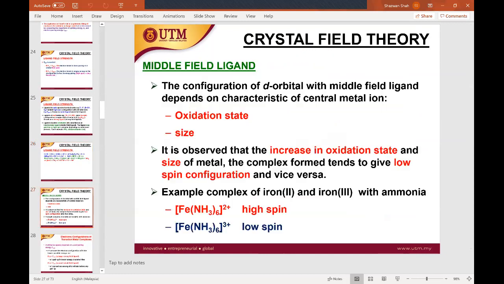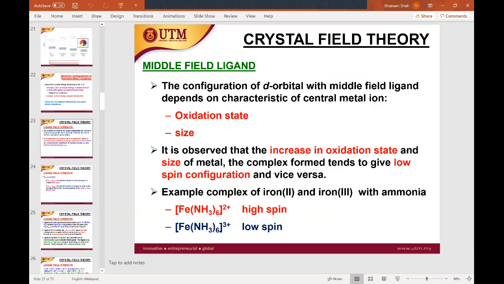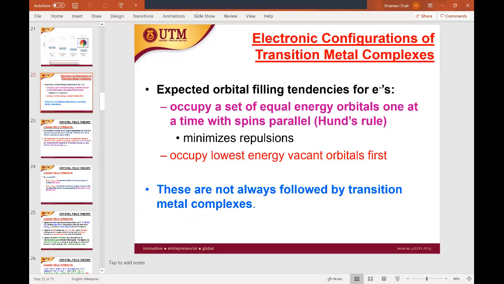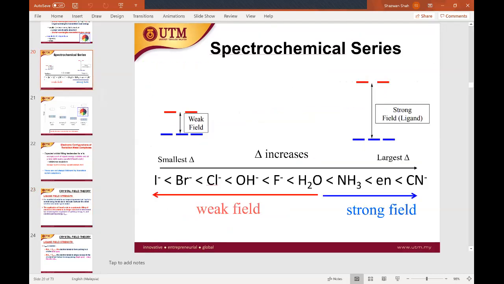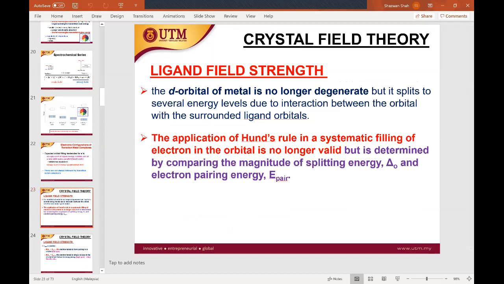Okay, jadi for today's lesson, we will learn about ligand field strength. So we have seen previously, this is the spectrochemical series, how the ligands are arranged in terms of their tendency, whether weak field ligand or strong field ligand. So now we're gonna look actually how the ligand field strength, the characteristic.